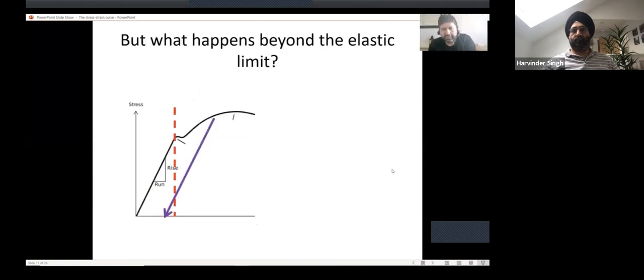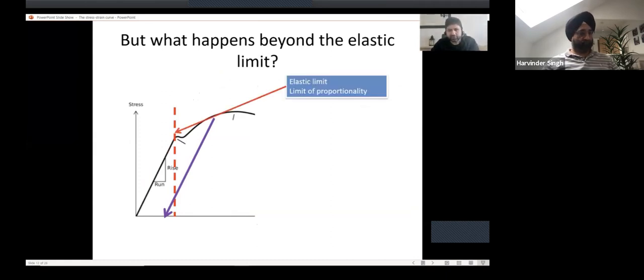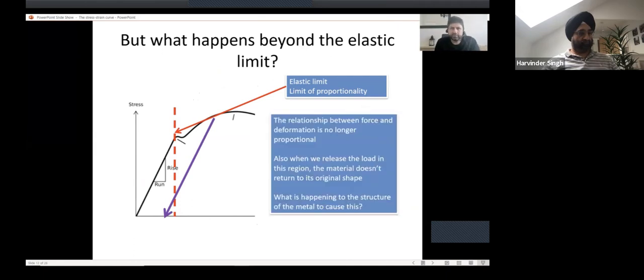So what happens beyond the elastic limit? So we can see here that as we go beyond the elastic limit, or the limit of proportionality, because stress and strain are proportional, we can see that the relationship is no longer proportional. So for a given amount of stress, we don't always have the same amount of strain.